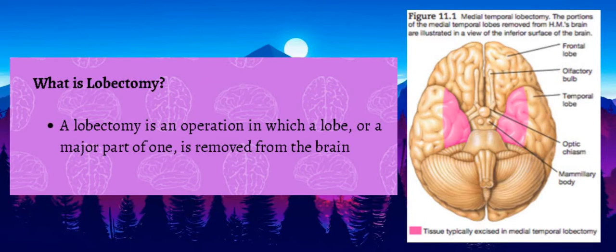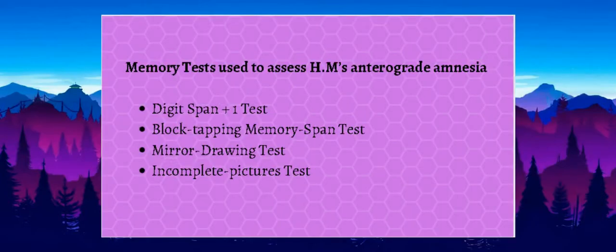In the next slide, we have the memory tests that were used to assess HM's anterograde amnesia. First is the digit span plus 1 test. Next is the block tapping memory span test. Third is the mirror drawing test. And lastly is the incomplete pictures test.